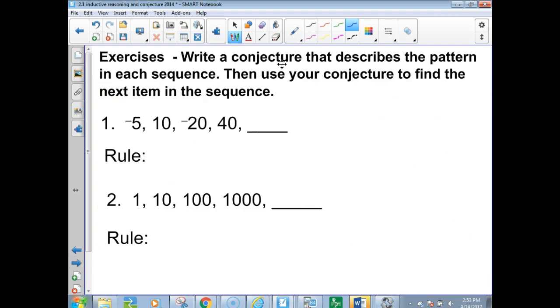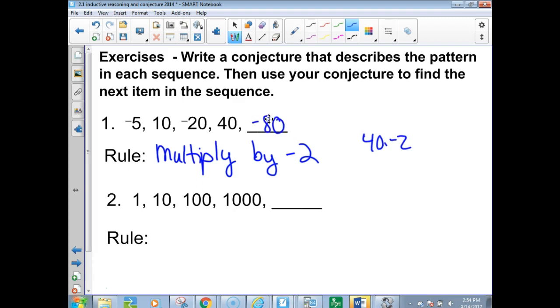Write a conjecture that describes the pattern for each sequence, then use your conjecture to find the next item in the sequence. Okay, we're going to look at this, and we see a -5, then a 10. And then it goes from a positive to a negative, and it's doubled. So what are we multiplying by? Great. Yes, multiply by -2. Okay, so the next one would be 40 times -2, and that is -80.